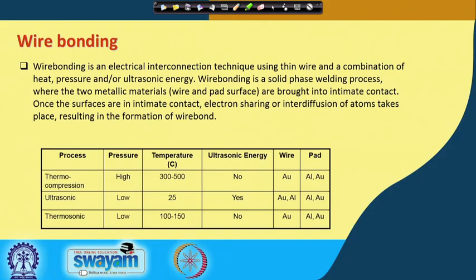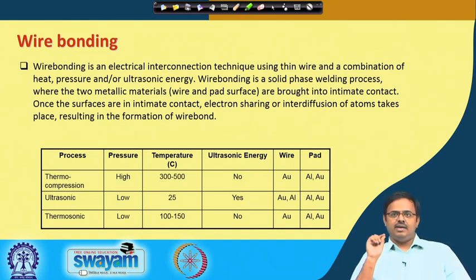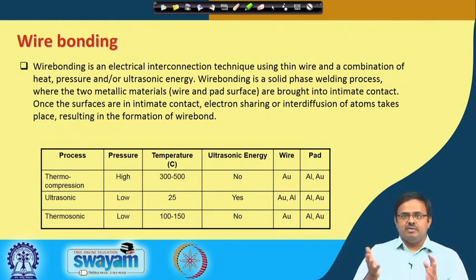This is a definition we saw in the last class. It is an electrical interconnection technique using a thin wire. These wires are typically made of gold, which is most common; aluminium is also used, but gold definitely has better conduction properties. Therefore, gold is most popular, but it is also very expensive, which is quite obvious.